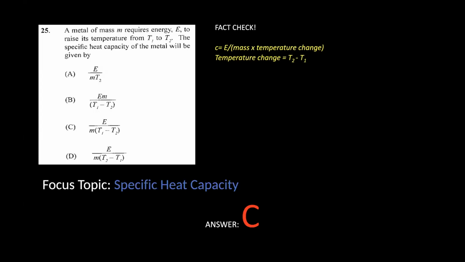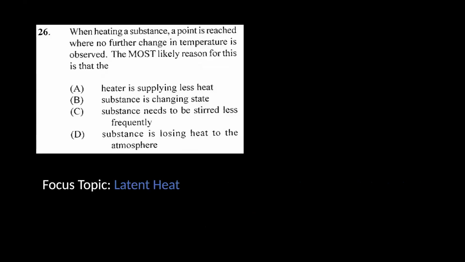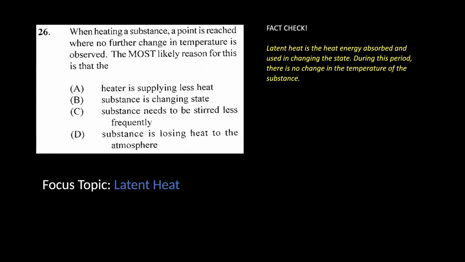It should be D. All right. When heating a substance, a point is reached where no further change in temperature is observed. The most likely reason for this is because, as we had discussed earlier, the substance is changing state. Whenever this is happening, there is no change in the temperature, and that's why we call it latent heat, because latent means hidden. So that's B.